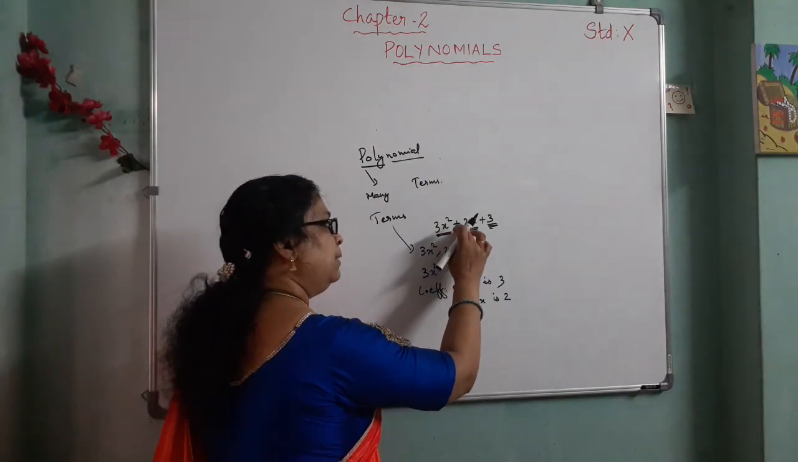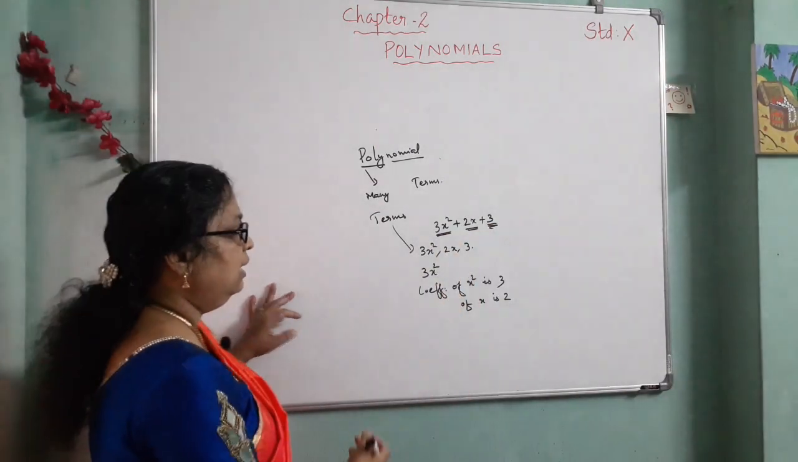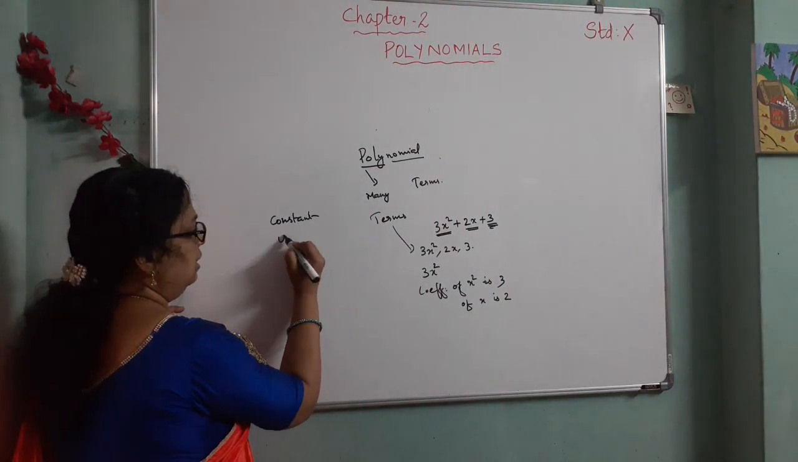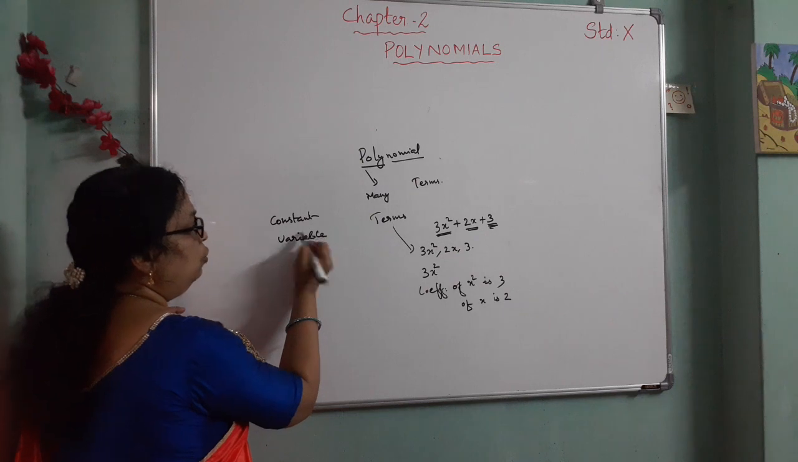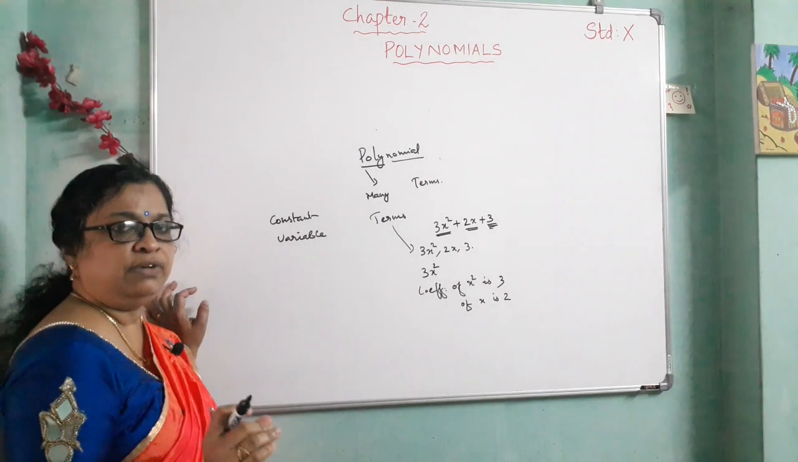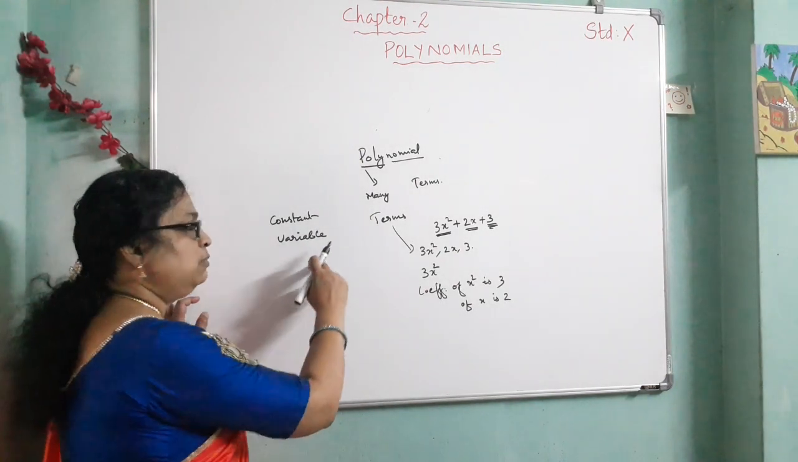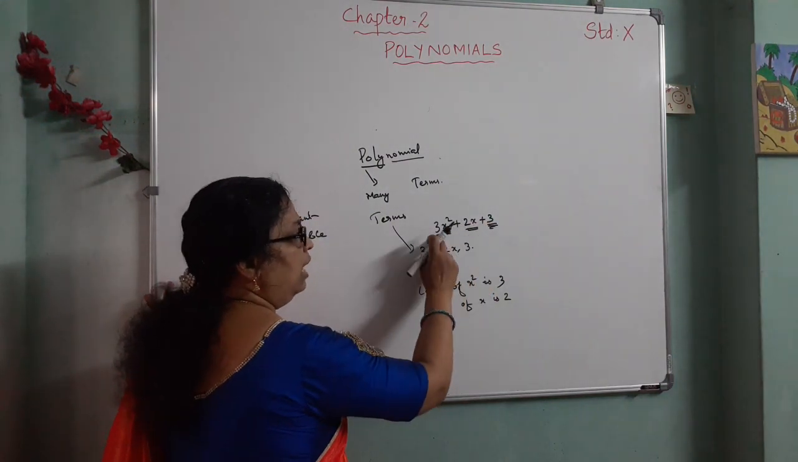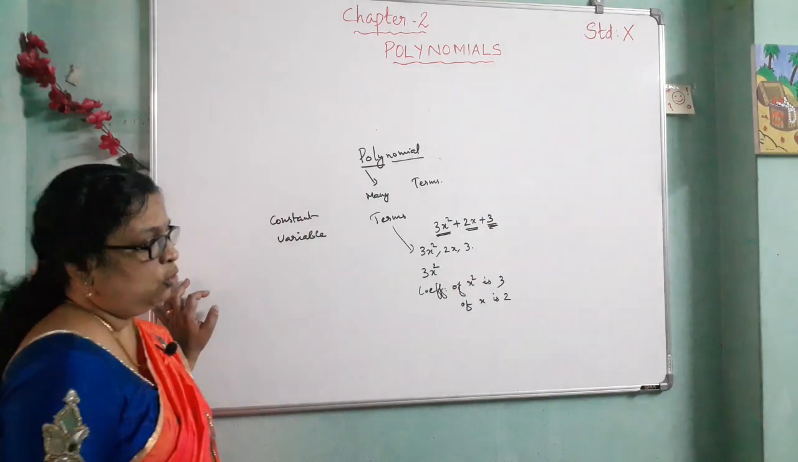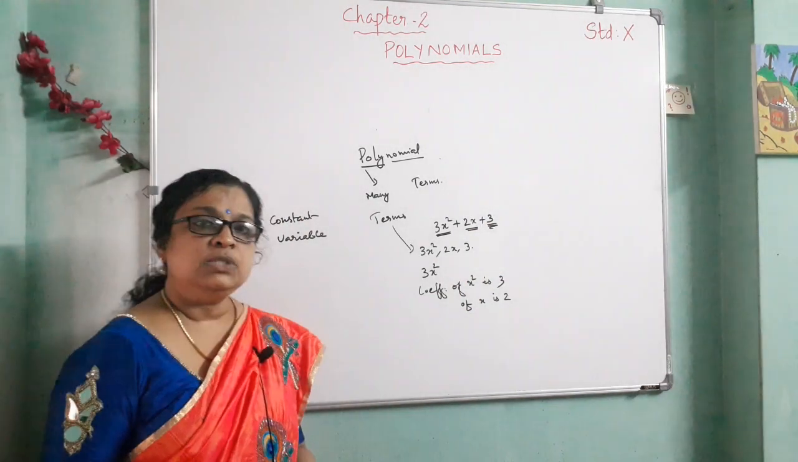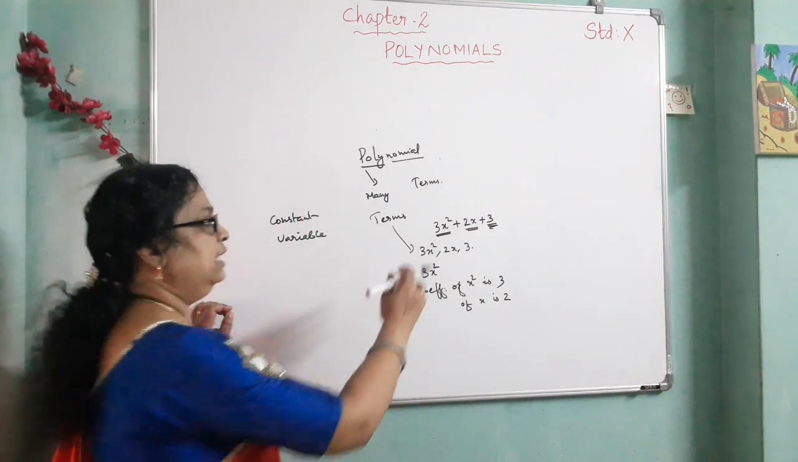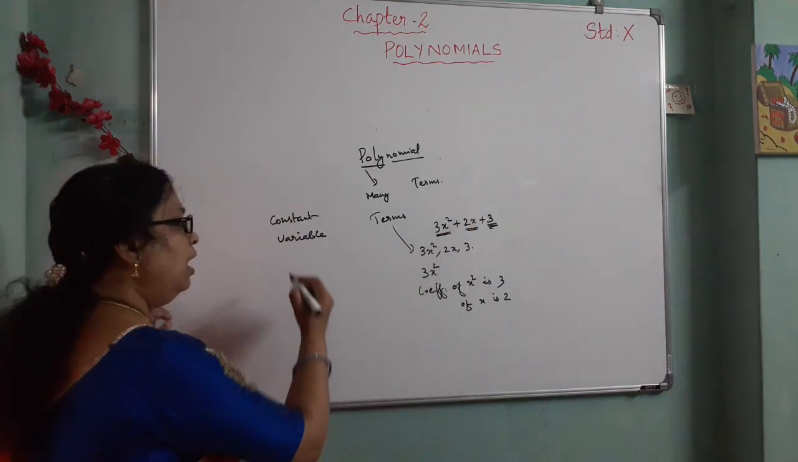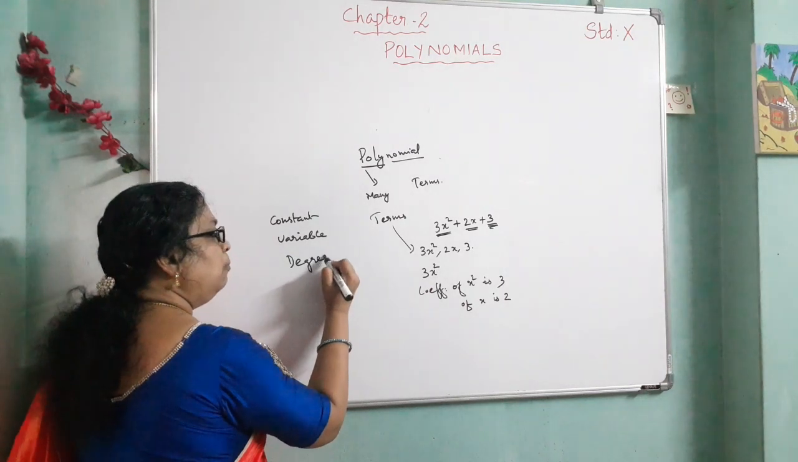So terms are separated by plus or minus signs. Then constant and variable. You know that constant means always a fixed value. Variable, the name shows, can vary. Here x is the variable and 3 and 2 are constants. Usually we use small alphabets for variables. And what about the degree of the polynomial?